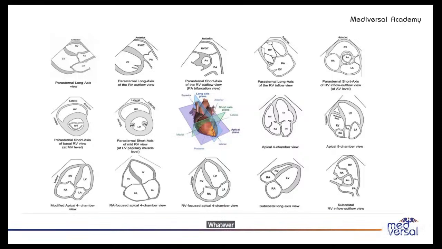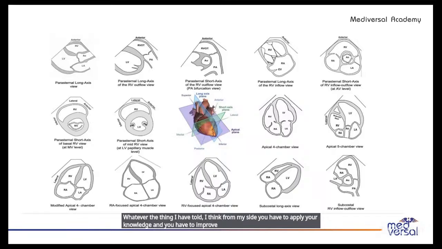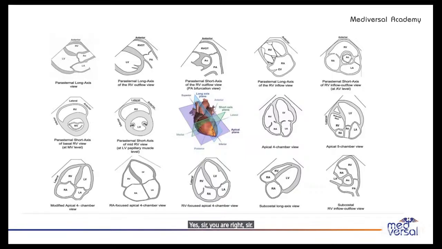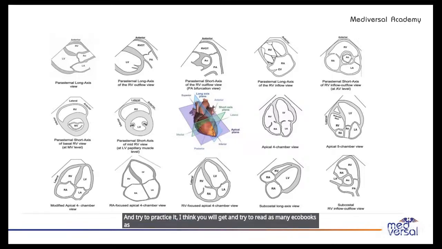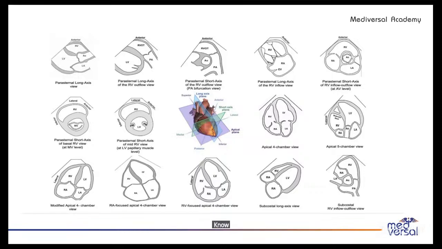Whatever I have told, you have to apply your knowledge and improve. I think critical care people are more worried about the right ventricle compared to the left ventricle. Try to practice it, and try to read as many echo books as you can. Not only reading the books will help in getting 2D echo images or applying 2D echo knowledge. Try to practice it on every patient so that you will be updated and your skill will improve.